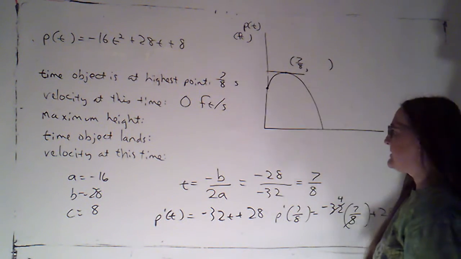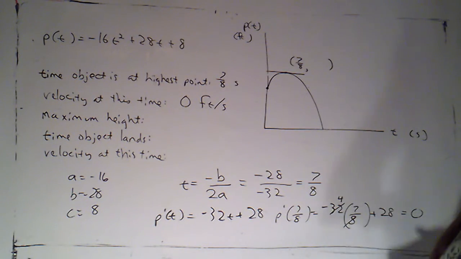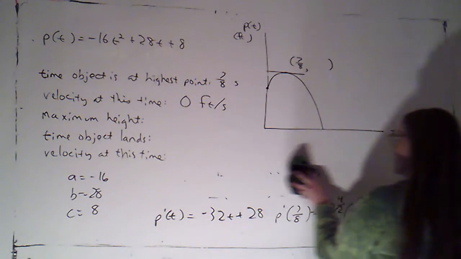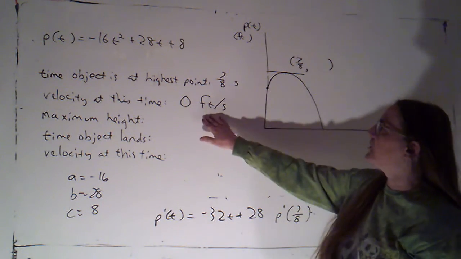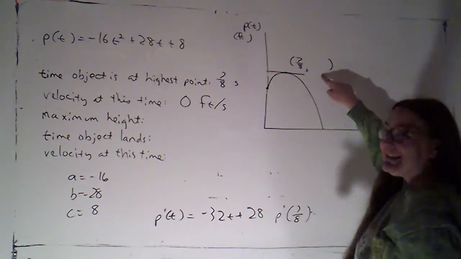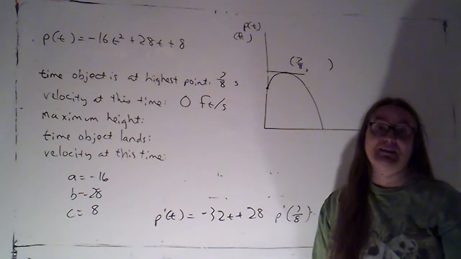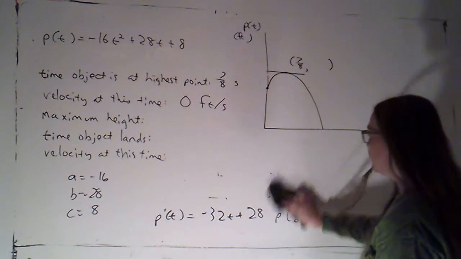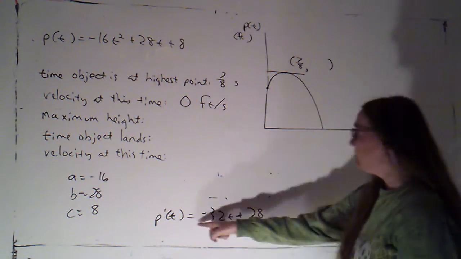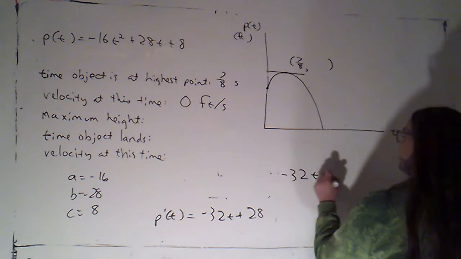Now here I found that 7/8. I described that as the algebra way, by finding the coordinate of the vertex. The calculus way would basically have me answer these questions in reverse order. I can see that we're going to have a horizontal tangent at this point, so that the velocity is going to be 0. So if I calculate the velocity, I could set that equal to 0.